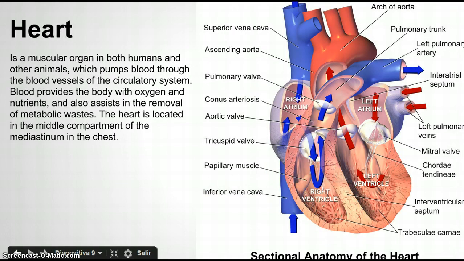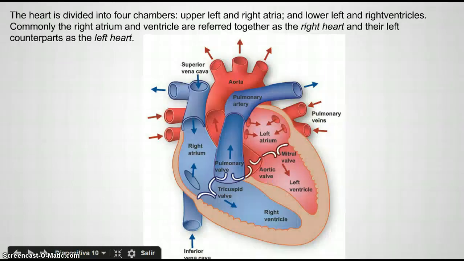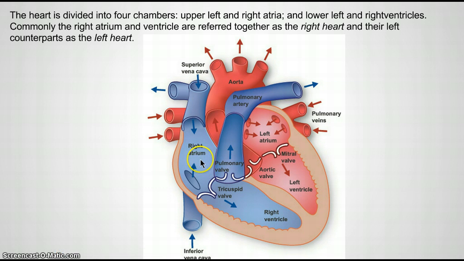Heart is a muscular organ in both humans and other animals, which pumps blood through the blood vessels of the circulatory system. Blood provides the body with oxygen and nutrients, and also assists in the removal of metabolic wastes. The heart is located in the middle compartment of the mediastinum in the chest. The heart is divided into four chambers: upper left and right atria, and lower left and right ventricles. Commonly, the right atrium and ventricle are referred to together as the right heart, and the left counterparts as the left heart.